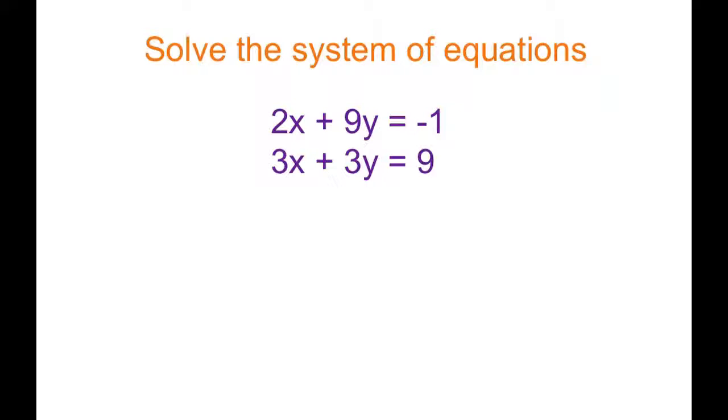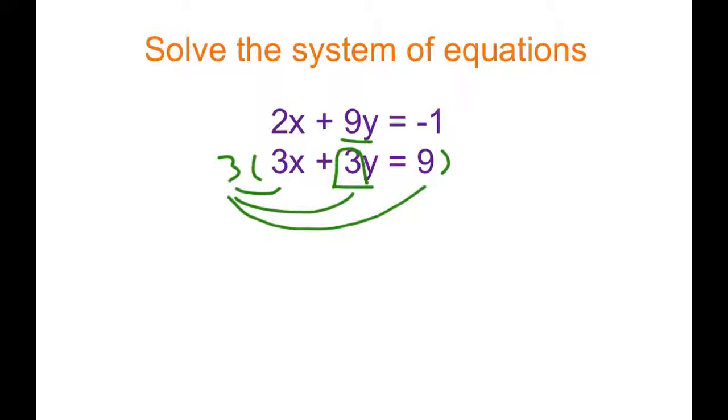So if I'm looking at these two equations, I notice that I have a 3y here and a 9y here. And I could easily take this equation and multiply the whole thing by 3. And then instead of a 3 here, I'll get a 9 here. So I'm going to do that. I'm going to multiply this 3 by everything in there. So I'm going to get 3 times 3x is 9x, plus 3 times 3y is 9y, equals 3 times 9 is 27.